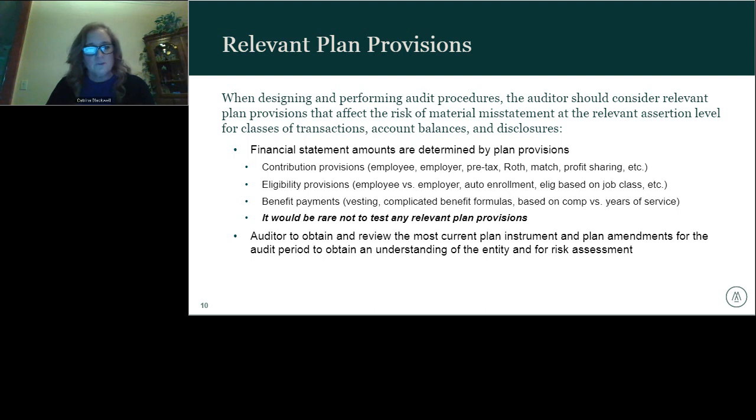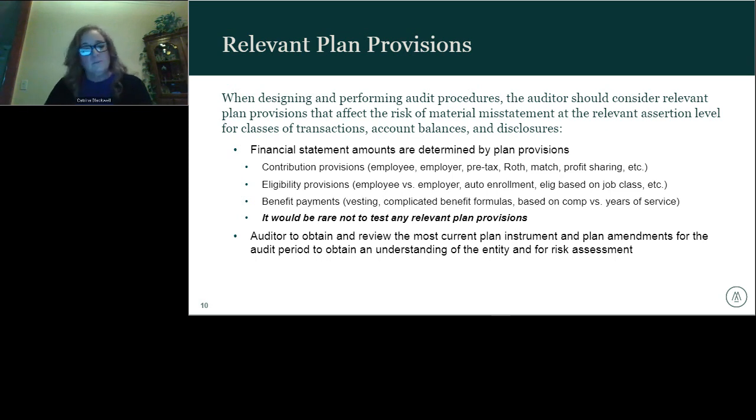So all audit procedures would be designed according to our review of the plan document and assessment of risks for classes of transactions, account balances, and disclosures. We would expect some sort of work paper that shows the consideration of those plan provisions, what are relevant plan provisions, and how that links to our testing procedure. So that's a little bit of a change that we're going through.